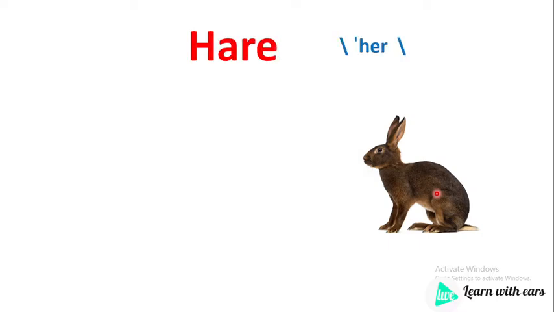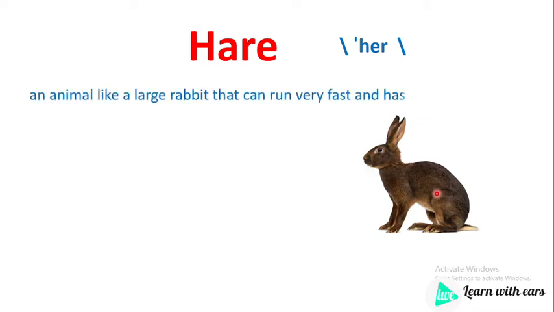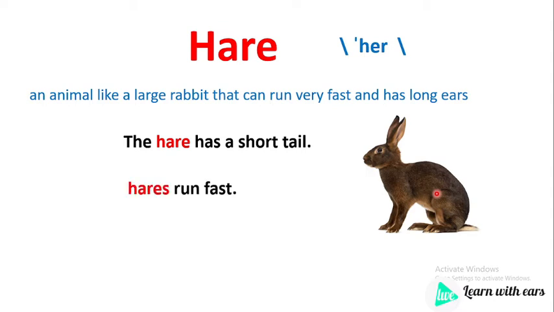Hare. Hare is an animal like a large rabbit that can run very fast and has long ears. Okay? Let's see some examples. The hare has a short tail. Next, hares run fast. Next, we saved 5 hares. Okay, we saved 5 hares.